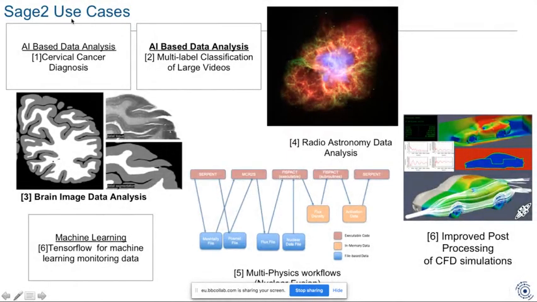Looking at some of the use cases that we have for Sage2, we have AI and deep learning applications from cervical cancer diagnostics, and multi-label classification of large videos. These use cases are brought together by KTH in Sweden. And then we've got brain image data analysis from our friends at Jülich Supercomputing Center, and some use cases from CEA. What we are doing in Sage2, interestingly, is building a TensorFlow port on top of the object store, which would make the system very amenable to AI and deep learning applications.